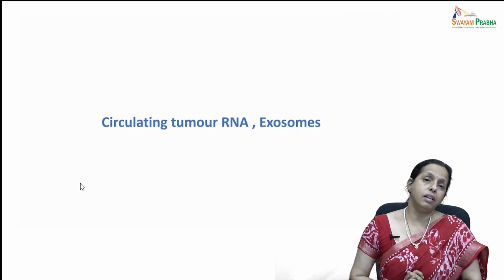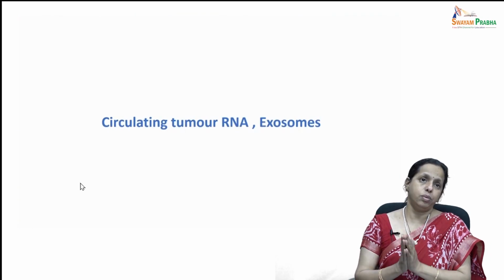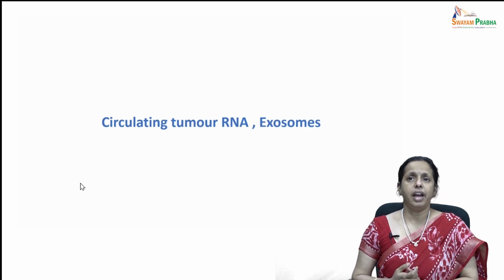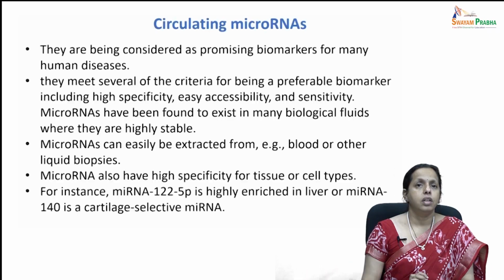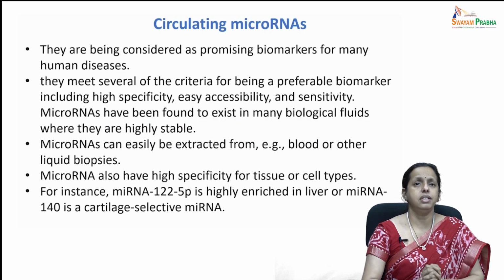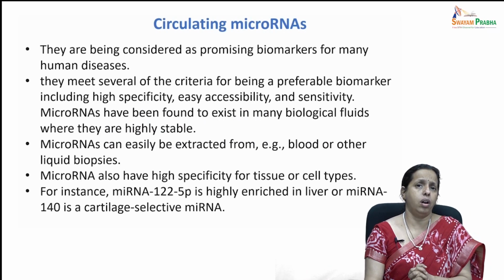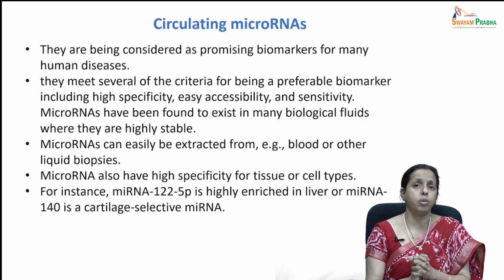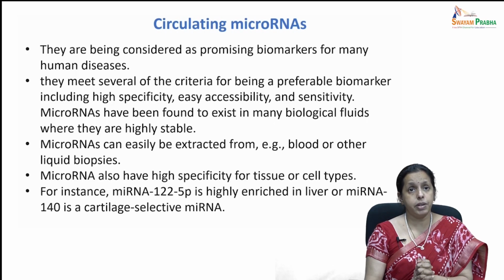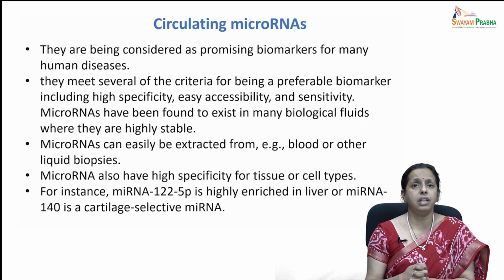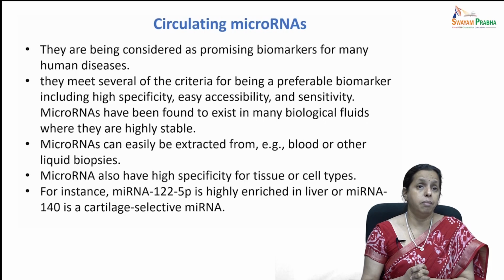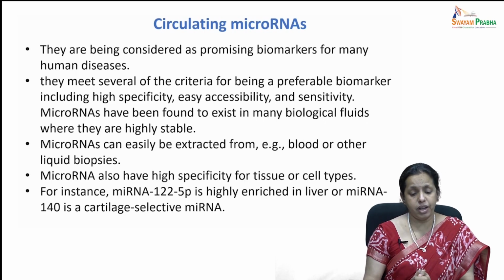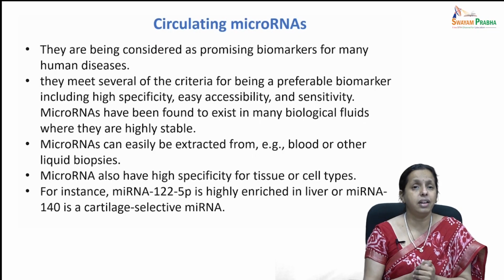Now coming to the last analyte which we will be discussing in this session, your circulating tumor RNA and the exosomes. So what are circulating microRNAs, circulating miRNAs, as we call them? They are also considered important promising biomarkers for many human diseases, especially for cancer. They meet several criteria for being preferable biomarkers: they are very specific, easily accessible, and sensitive.